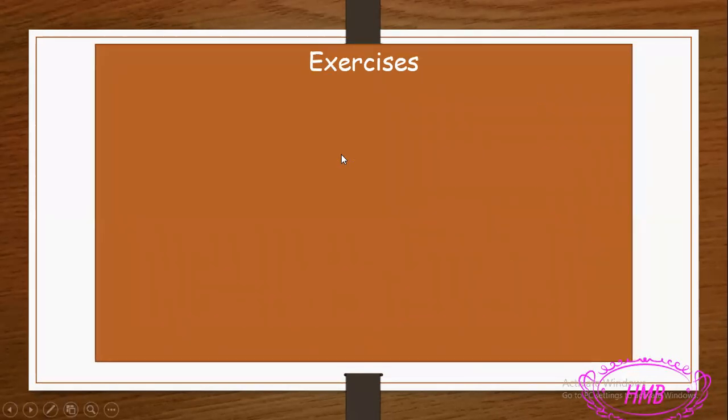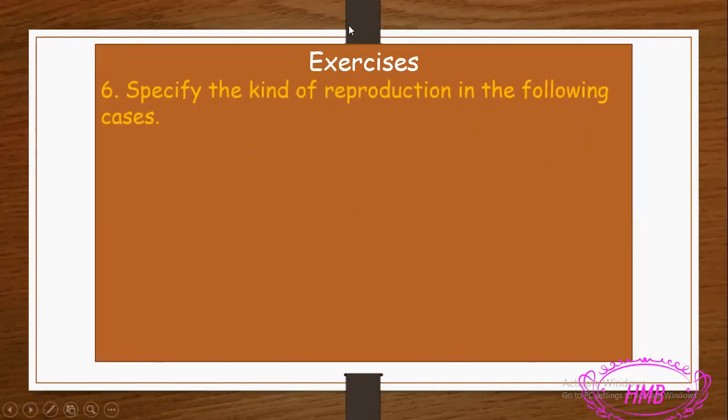Okay, so this was true or false. Number 6, specify the kind of reproduction in the following cases. Specify. When the question starts with this action verb, that means the answer will be in two parts. It means we will indicate, we will write the name of something, the kind of something, the type of something, the part. Okay, we will give the name. And we will justify, meaning we will say why. How did we know the answer?